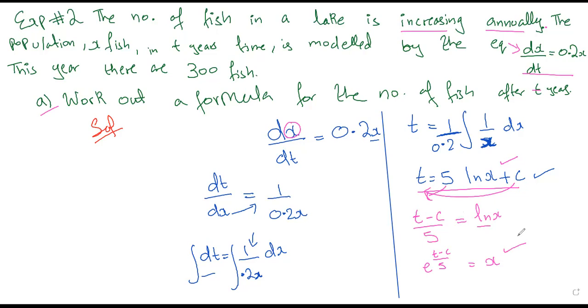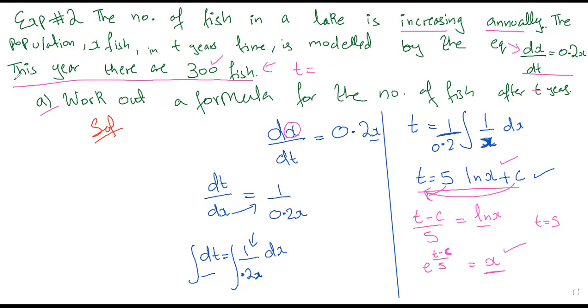But obviously, we have been given this as well. So prefer finding out the constant as well, because they have clearly said work out a formula for the number of fish after t years. If t is 5, you insert 5 and you get the number of fish. So right now we have c as well. We need to find out its value using this. So this year there are 300 fish. We need at least two values. This is x, and what would be t?